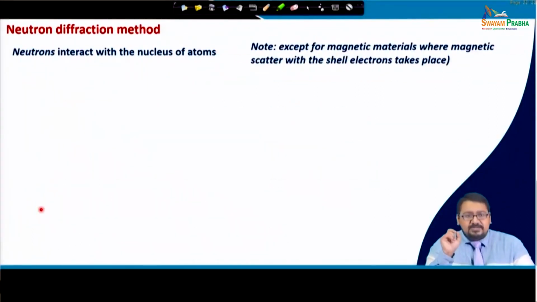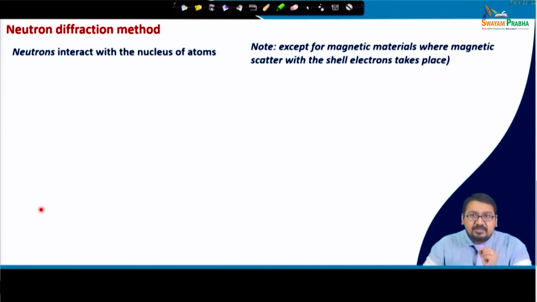If we look into the neutron diffraction method, the neutron basically interacts only with the nucleus, except when the material through which the interaction is taking place is magnetic. In that case the neutron interaction becomes a magnetic scatter, which we are not considering in this lecture. In those cases magnetic scatter occurs by the shell electrons.